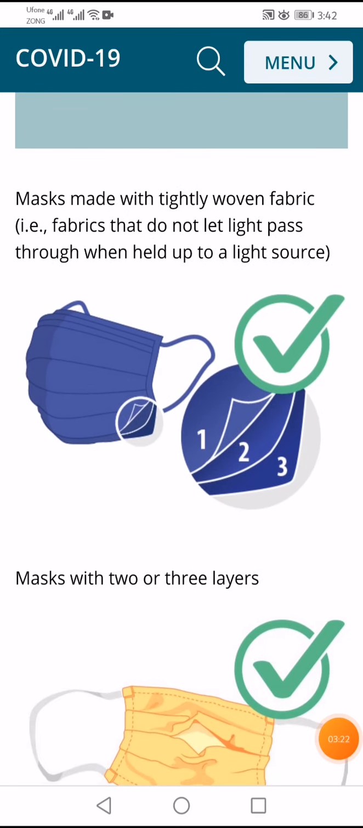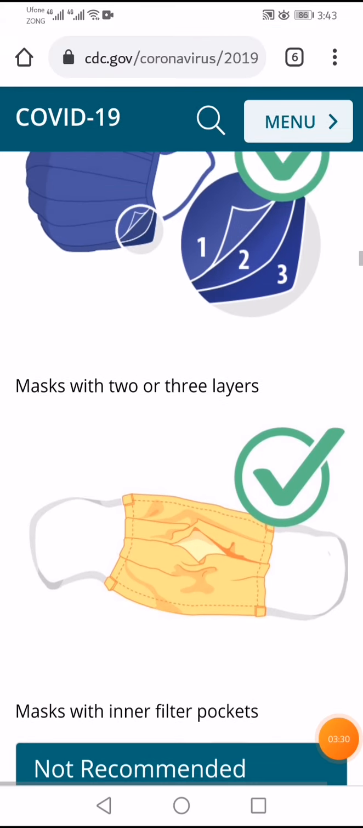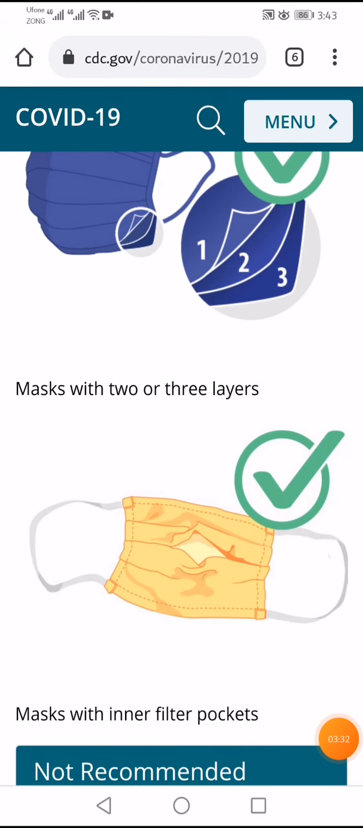Then these are 3-layer masks. I've just torn apart a mask to show you what a 3-layered mask is. Then there are 2-layered masks. These types of masks are highly recommended by the government. And why are these recommended? Because they meet the specific requirements to be safe from COVID-19.